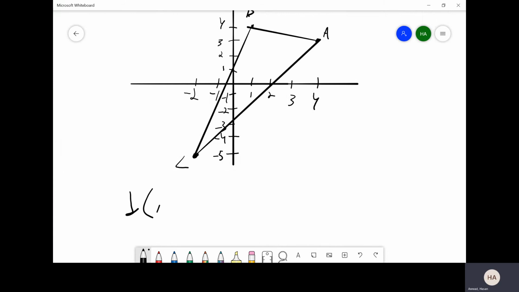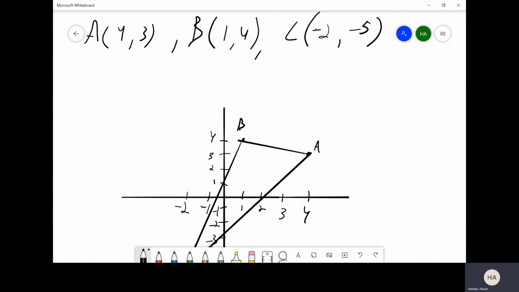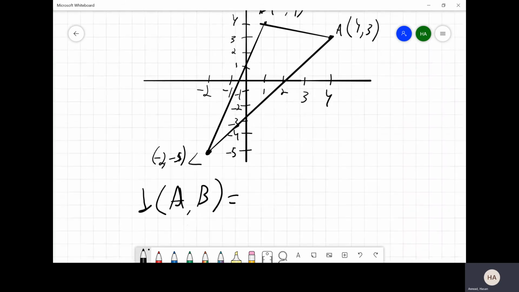So the distance between A and B is equal to, and let's see here, A was 4, 3. It would probably help if I actually wrote these out over here, right? So 1, 4, and this over here is -2, -5. So we're just writing them again on the graph just so I could see them for convenience.